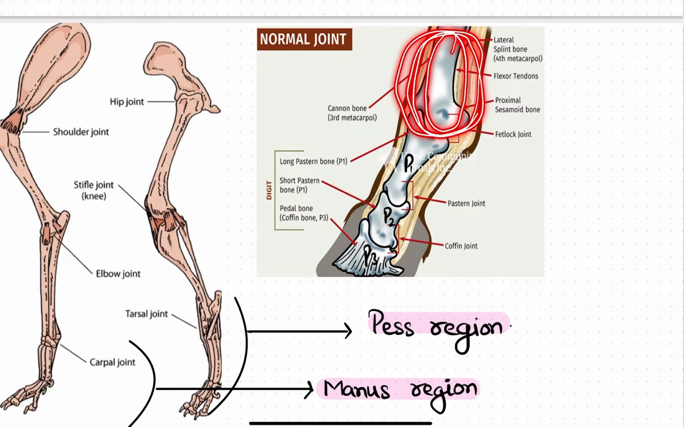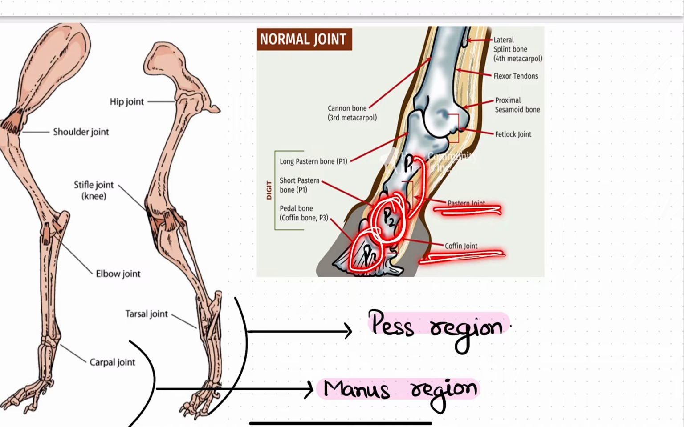This is your tarsal bone, or carpal bone. Now the joint between this metacarpal or metatarsal bone and phalange one is known as the fetlock joint, and the joint of phalange one with phalange two is known as the pastern joint, and the joint between phalange two and phalange three is known as the coffin joint.